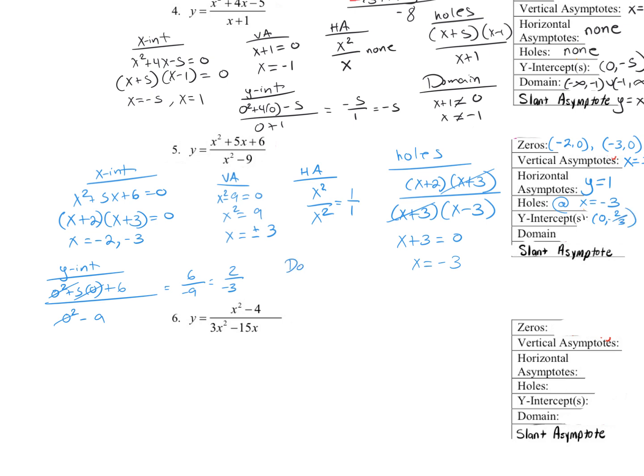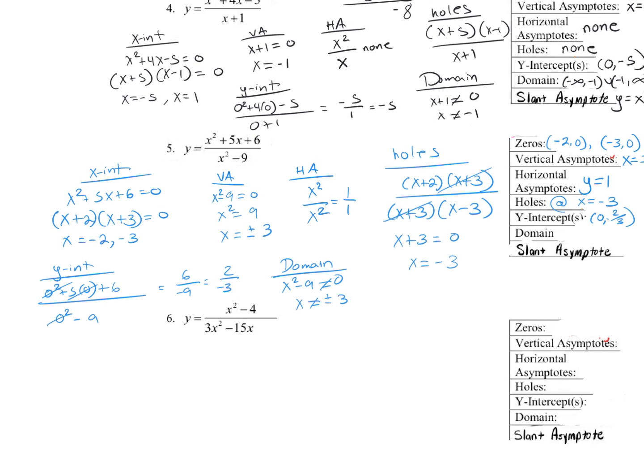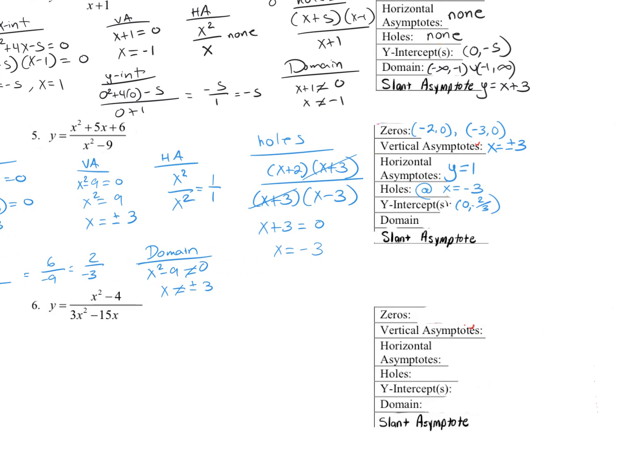Now for the domain, it's the denominator, so it's x squared minus 9 cannot equal 0. We already solved it out with the vertical asymptote, so I'm going to go ahead and write x cannot equal plus or minus 3. So you would write it as negative infinity to negative 3, union negative 3 to positive 3, union 3 to infinity.